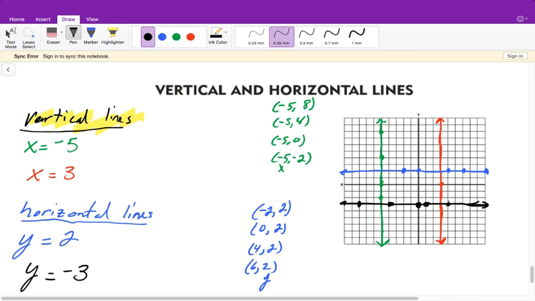And that's how you can test to make sure that you are graphing this correctly. Pick a point on your graph and see, did my y value change? If it did, then it's not done correctly. If it didn't, then you're good.